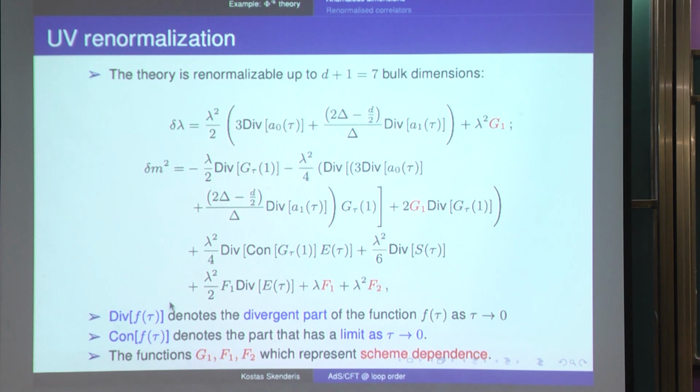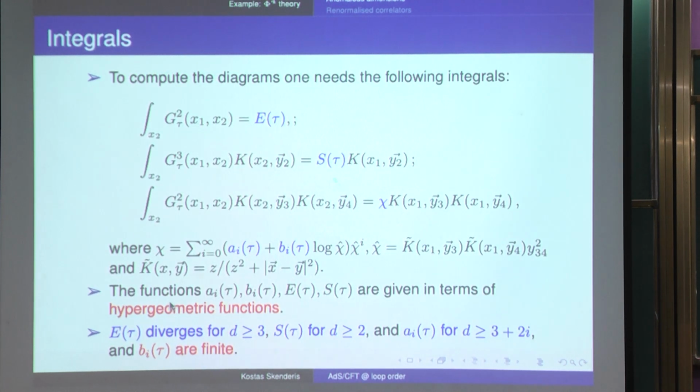Okay, normalization. So now if you choose for delta lambda and delta m to be the expressions indicated over here, all infinities can be cancelled. So I need to explain the notation. If we have a function, let's say a naught of tau, this function will have a divergent piece, and this I will denote as div of the function. And the piece which has a limit as tau goes to 0, I would call a convergent piece, con f of tau. So here, this a naught, a1, g1, and so on are the functions that we see here.